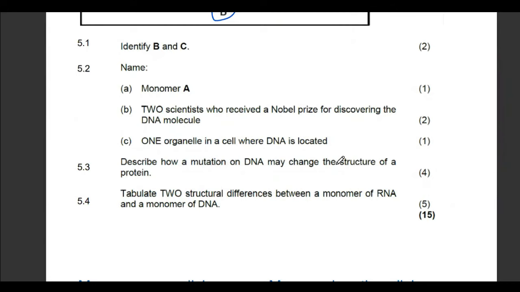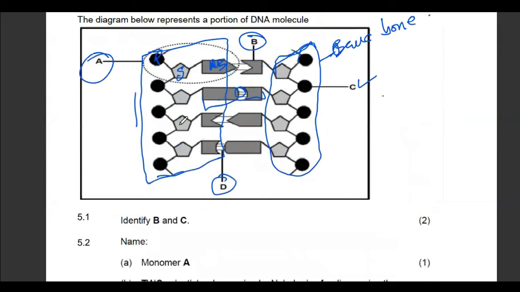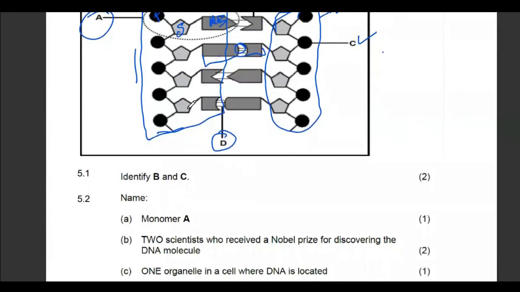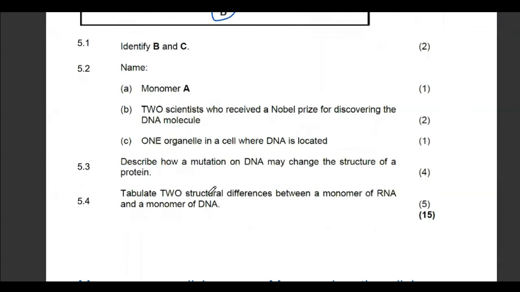Describe how mutation of DNA may change the structure of the protein. The moment the DNA molecule changes, it is going to change the sequence of the bases on the messenger RNA. And the messenger RNA is going to change the sequence of the amino acids which are being brought to form a protein. So if the amino acids lead to a different sequence, then a different protein is going to be formed. If the amino acids lead to the same sequence as the previous one, then a new protein is not going to be formed.